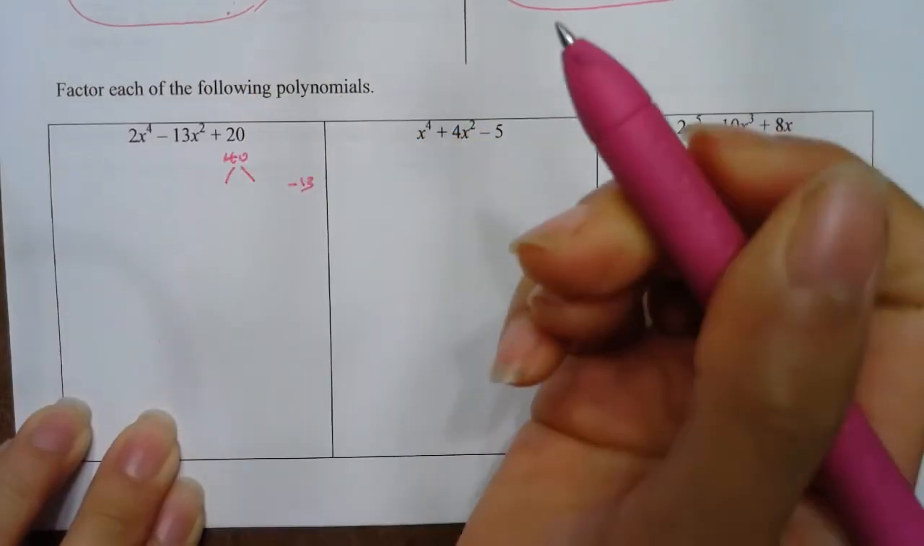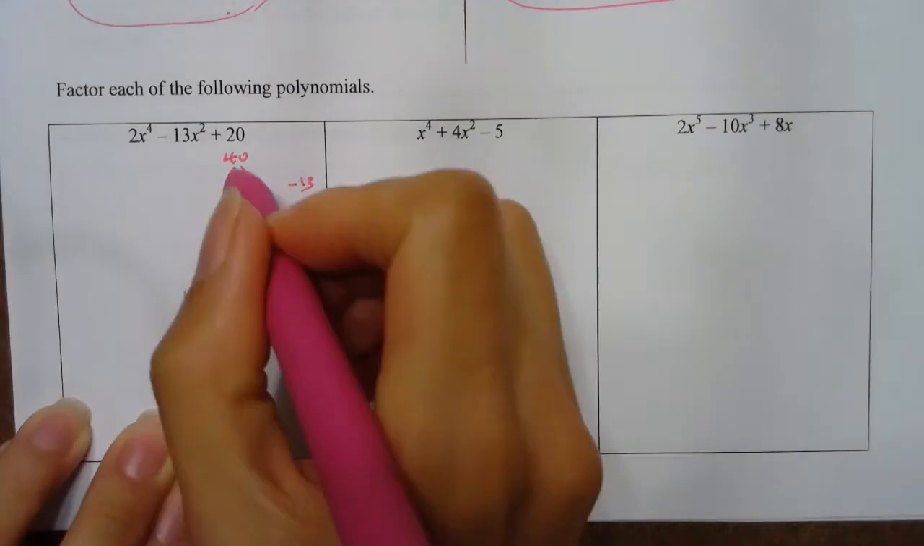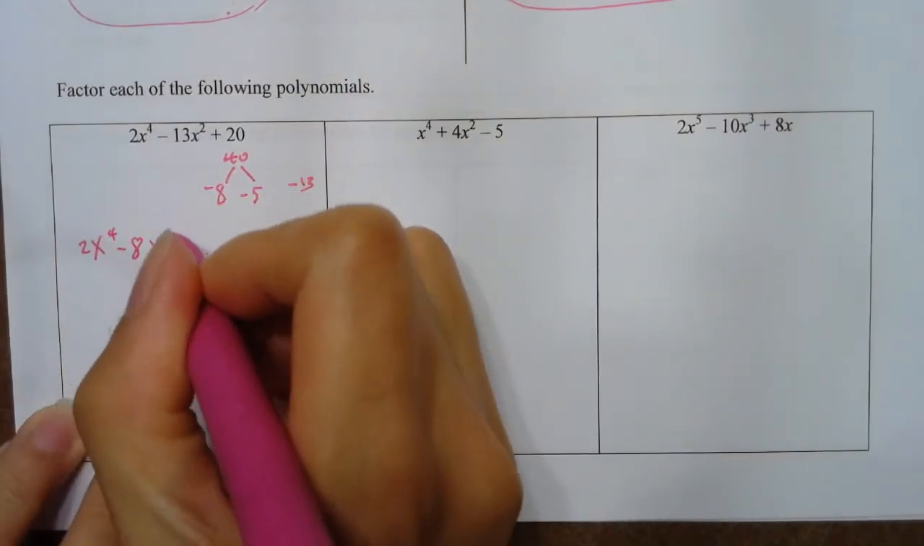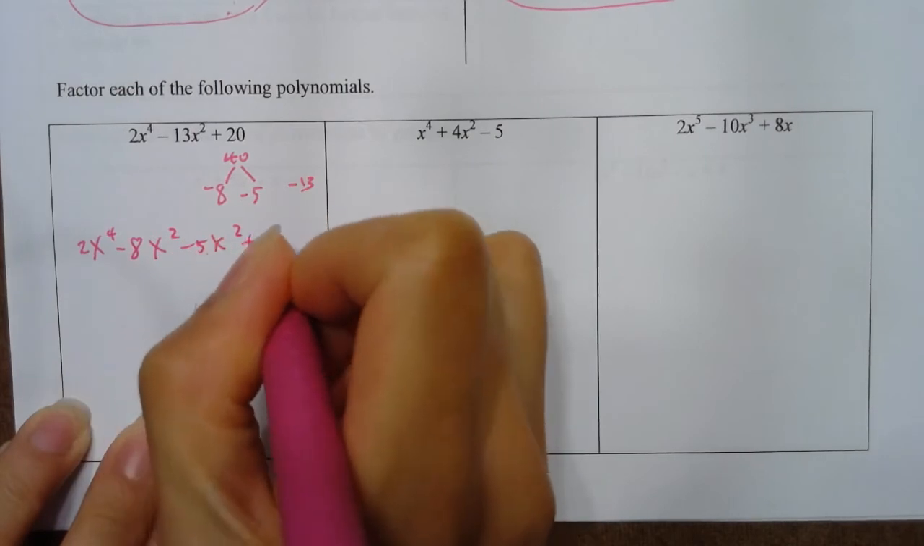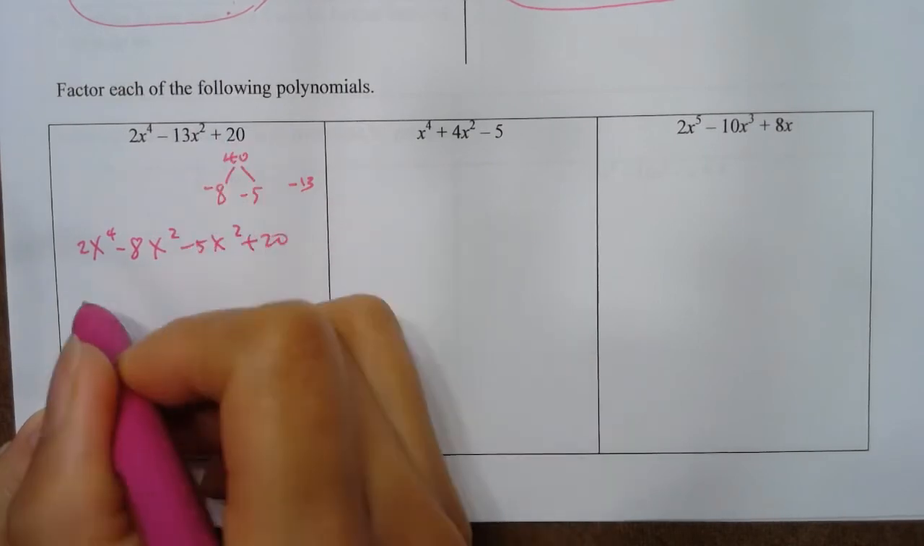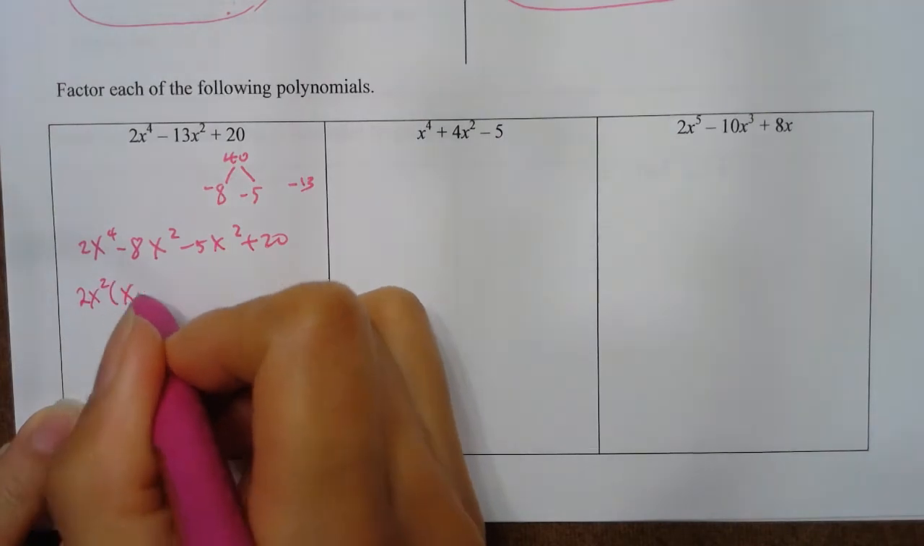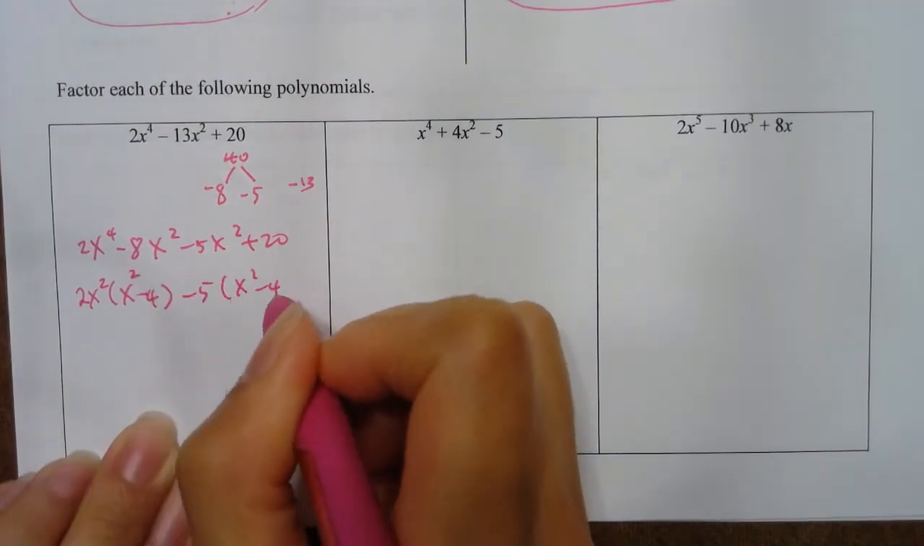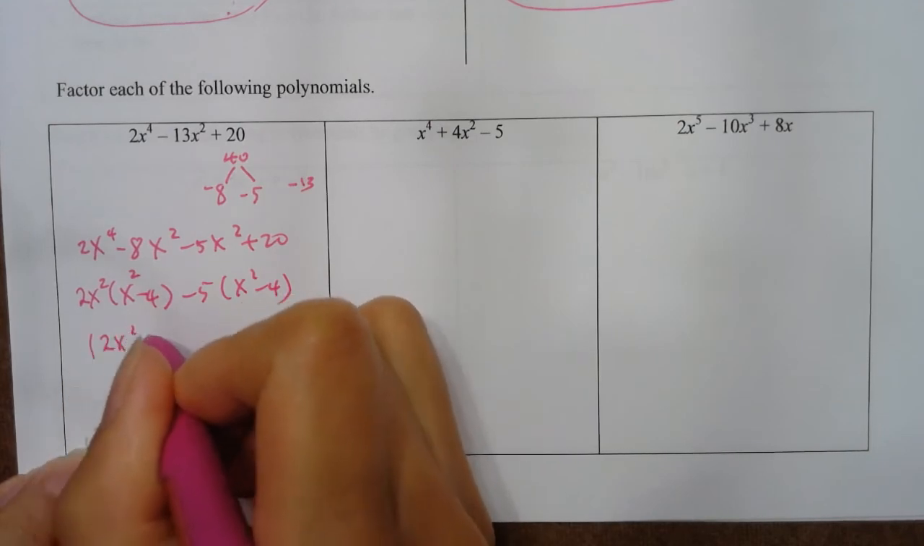Can I factor this further? 2 and 5 are not a square nor a cube number, so nope. What about x squared minus 4? Yes, you can, because that should look familiar. It will be x plus 2 times x minus 2, and then keep that in the front, so right there. Okay? Alright, what about the problem in the middle?